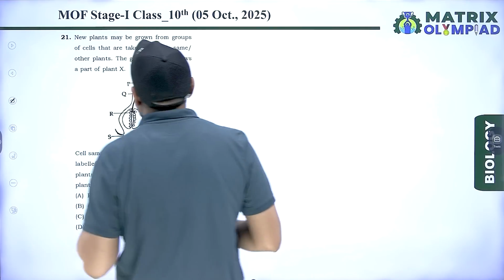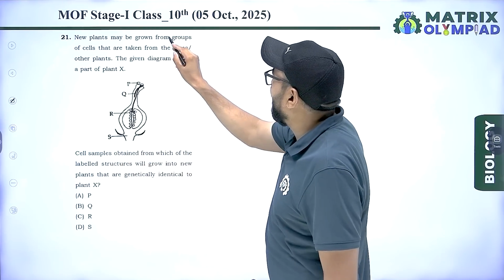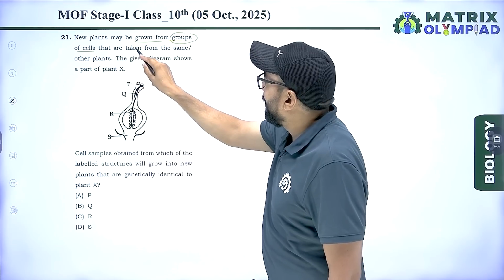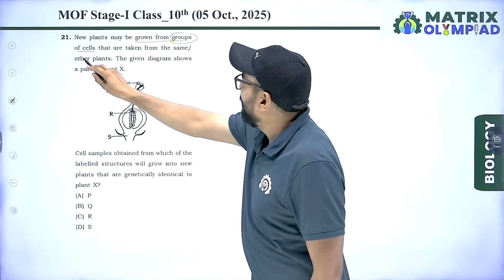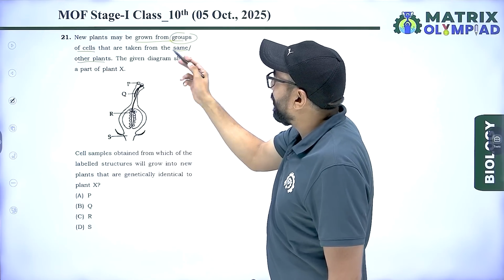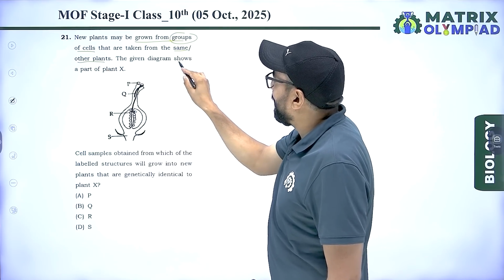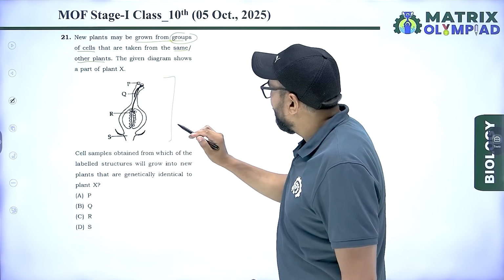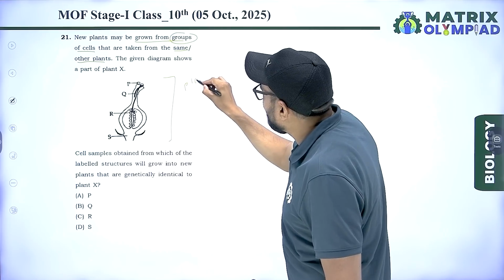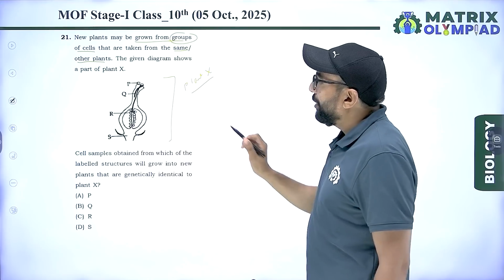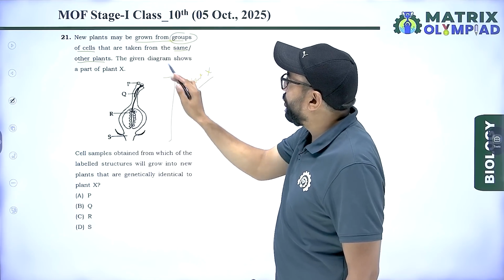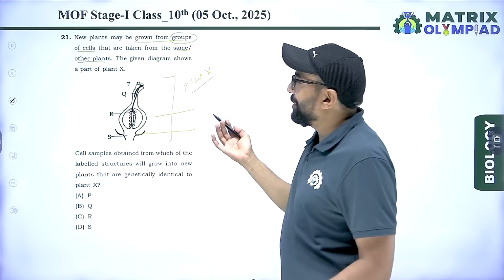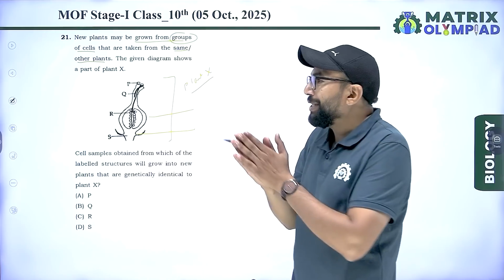New plants may be grown from groups of cells that are taken from the same plant or other plant. The given diagram shows a part of plant X. This is a part of plant X. New plants may be grown from groups of cells, meaning this part, this part, this part, these are all groups of cells.